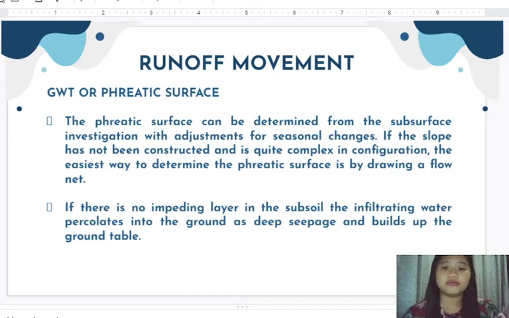If there is no impeding layer in the subsoil, the infiltrating water percolates into the ground as deep seepage and builds up the groundwater table. So the phreatic surface indicates the location where the pore water pressure is under atmospheric conditions.